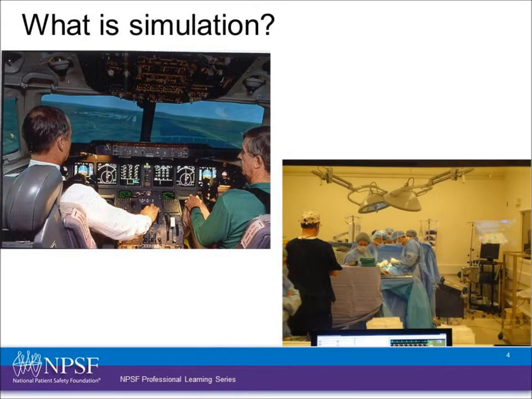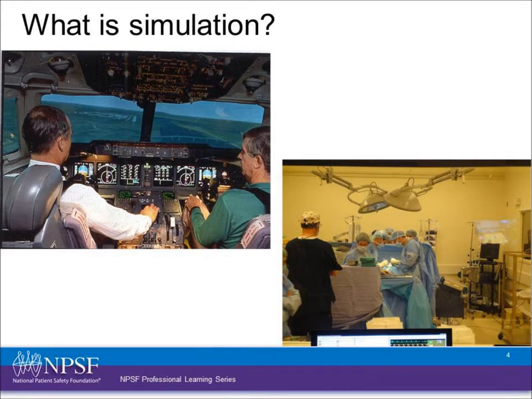So first, what is simulation? You're probably all familiar with the fact that pilots train in simulators like the one in this picture on the left. The cockpit simulators that have been developed over the years are highly realistic and almost exactly the same as a plane. Of course, you wouldn't want a pilot practicing emergencies, or a new pilot just learning how to fly, when you're a passenger in the plane. You wouldn't think of it.